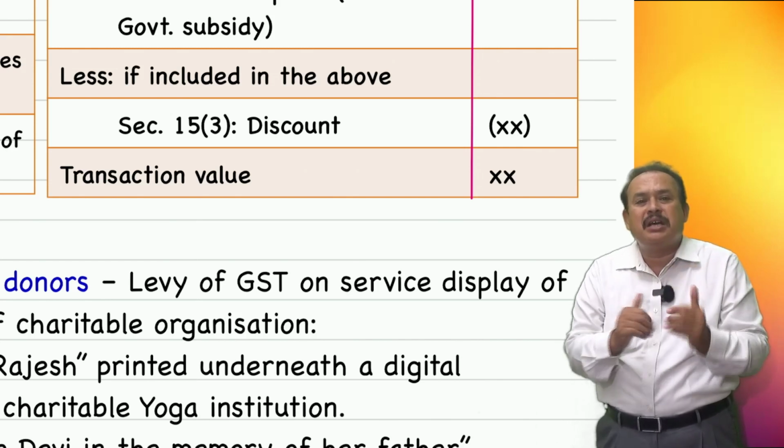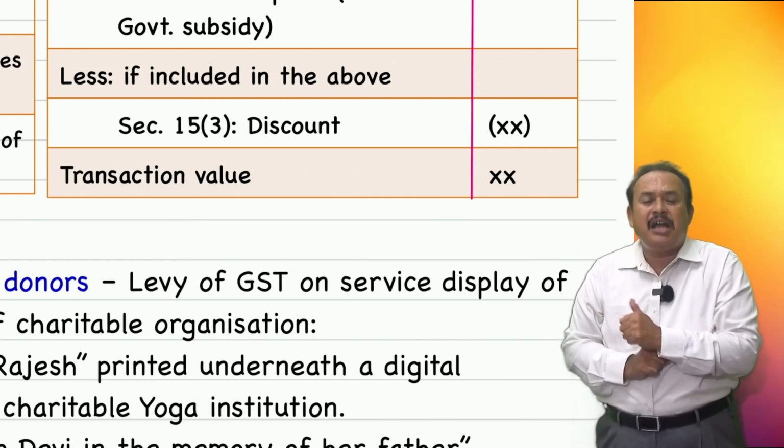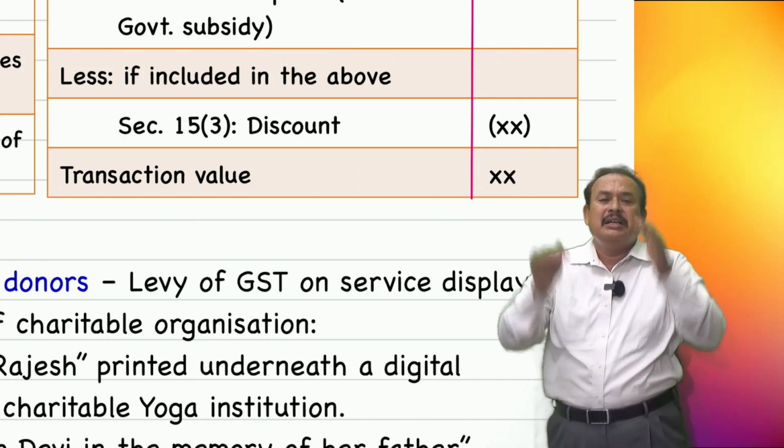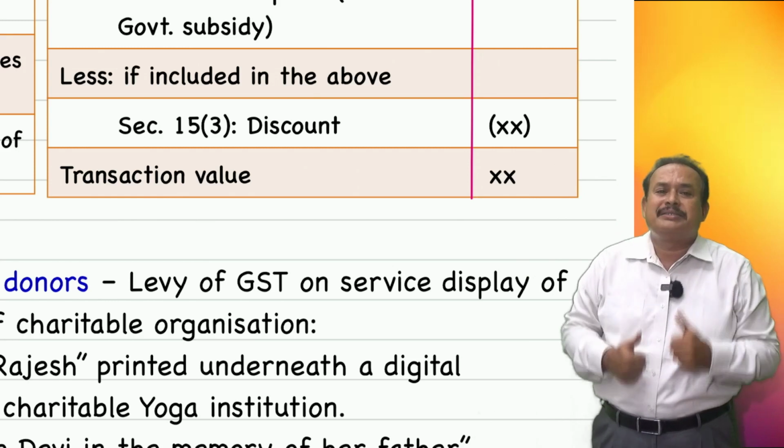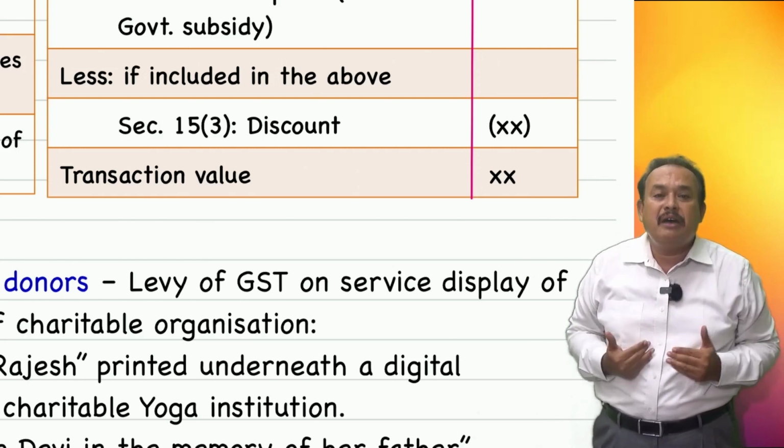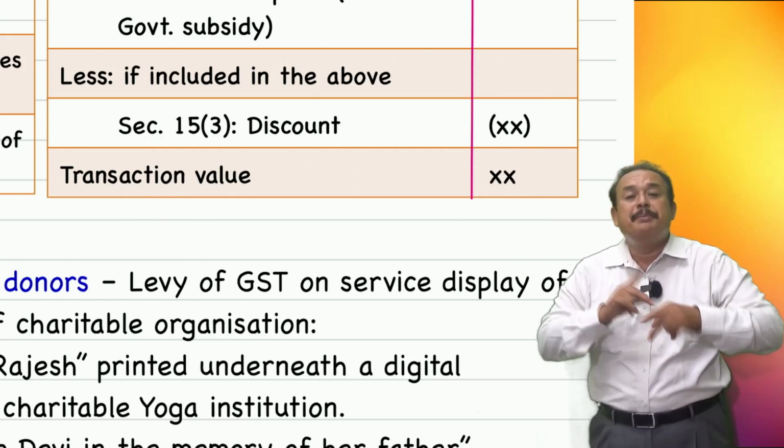Sir, how is it possible, sir? In the previous month you sold for 1 lakh, you paid the GST on 1 lakh. In the next month within 30 days he made the payment of only 90,000 rupees. Then how can you deduct, sir? Simple, sir. By way of debit note, credit note concept, we make adjustment.